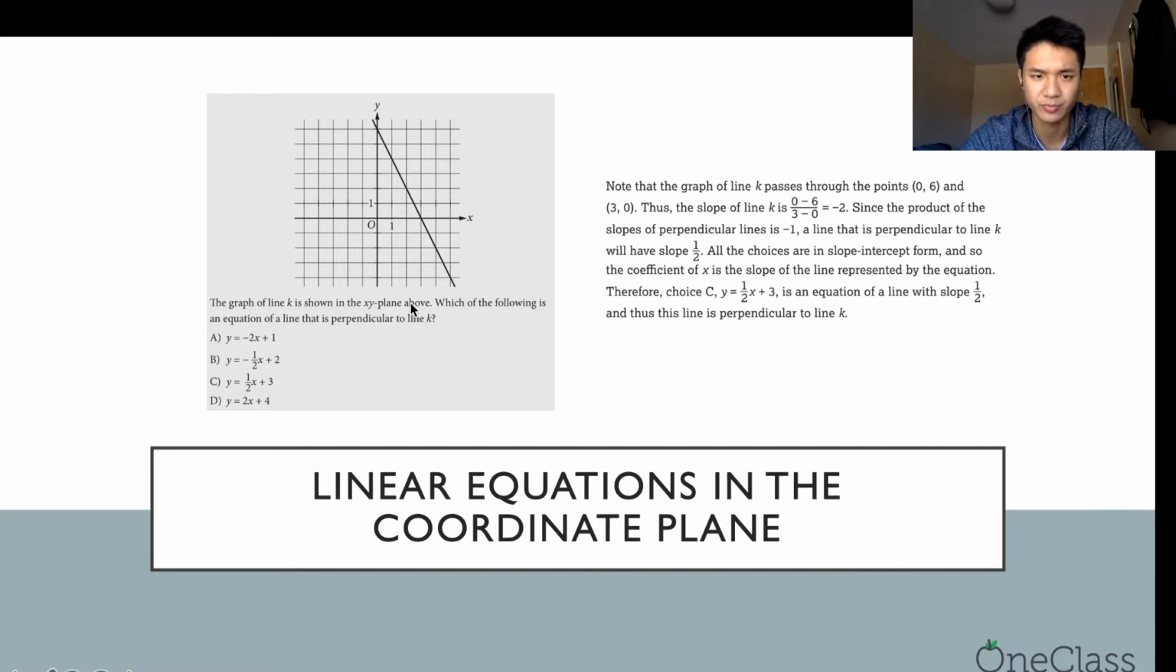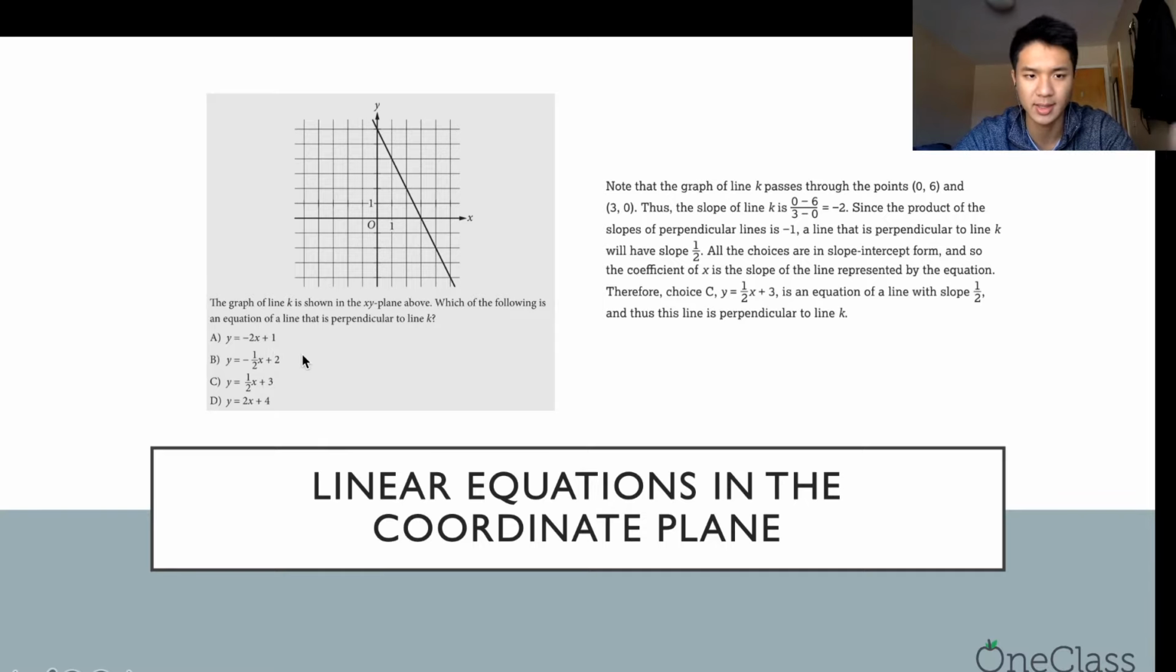And so taking a look at the answer choices given to us, we can see that only one of these answer choices gives us an equation with a slope of 1/2. That would be answer choice C, y equals 1/2 x plus 3, and none of the other answer choices satisfy the relationship between the slopes of two perpendicular lines, and therefore we would pick answer choice C.